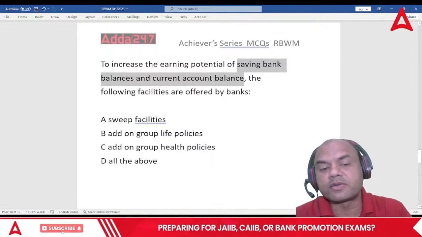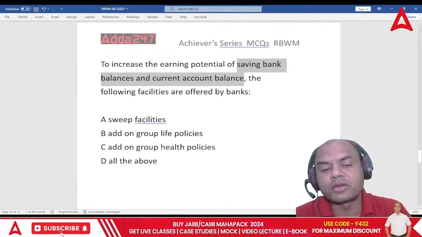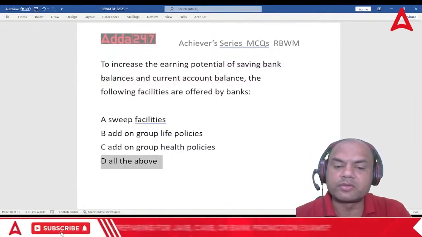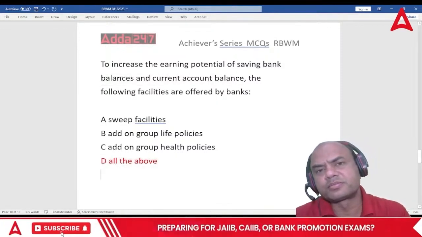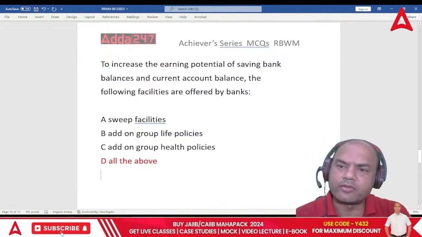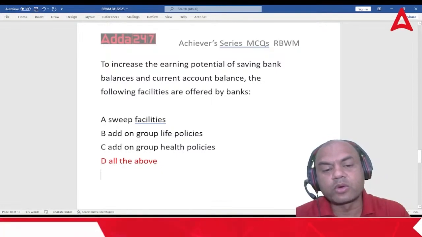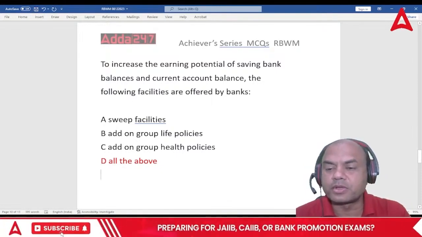So which facilities are available? Sweep, add-on life, add-on group health, and all of those. So answer is correct. All of the above. Everything is allowed. What is sweep? I'll cover that later. We are having a separate topic on that. Okay. This you already know. Add-on group life policies, add-on group health policies.